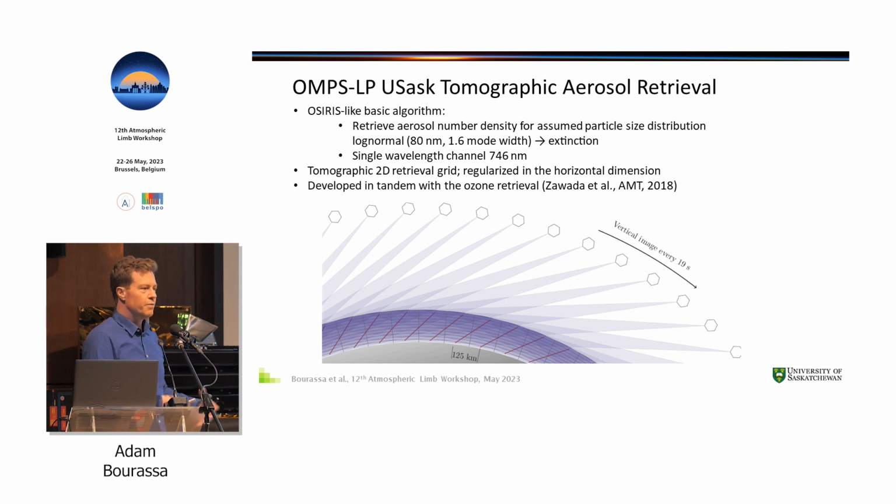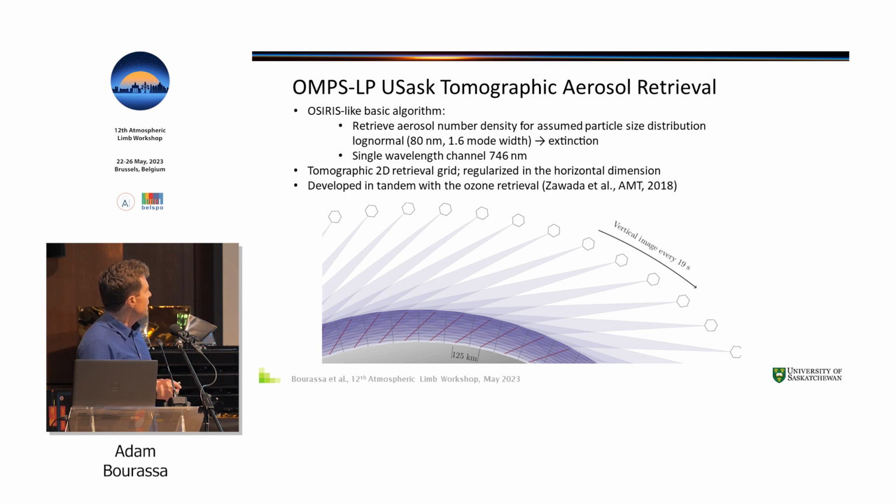So what's left in the radiative transfer equation is the scattering phase function that comes from this assumption of particle size. We do the retrieval just for a single wavelength channel at 746 nanometers. I think maybe Alexei convinced me yesterday a different wavelength might be a better choice, but it is what it is. We've done it at 746.